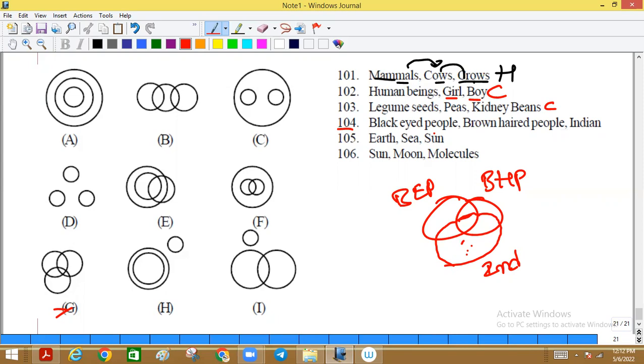People means you have to think even outside of India as well. So the best answer is option G. Next, 105. See, same type of question. Earth, sea, sun. Non-living things. What is the answer? Earth, sea, sun.